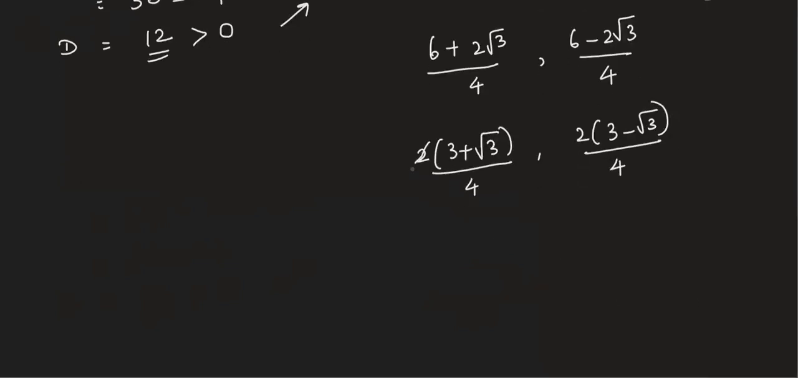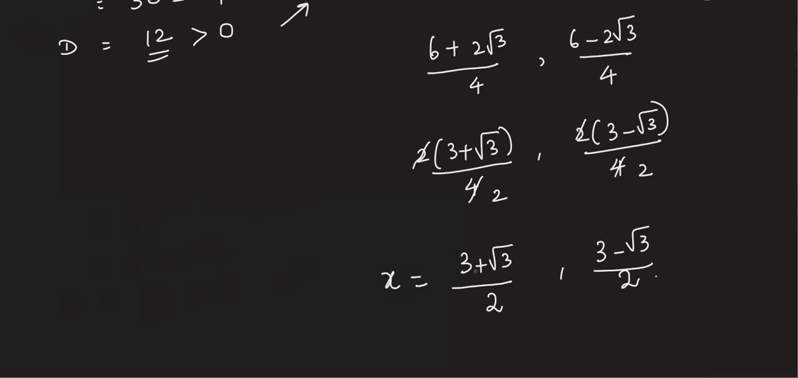Okay, now let's cancel this one. So 2 ones are 2, 2 twos are 4. So again for this also 2 ones are 2, 2 twos are 4. So answer will be 3 plus square root of 3 by 2, the first answer. The second answer for x will be 3 minus square root of 3 by 2. So the two values of x will be 3 plus square root of 3 by 2, comma, 3 minus square root of 3 by 2.